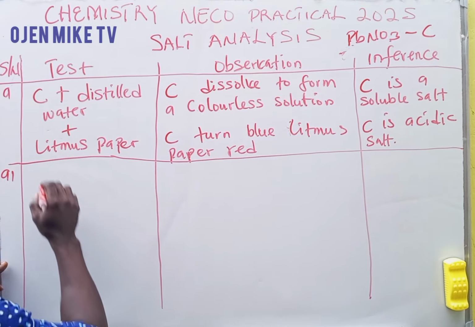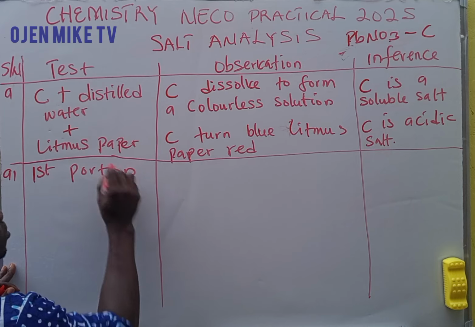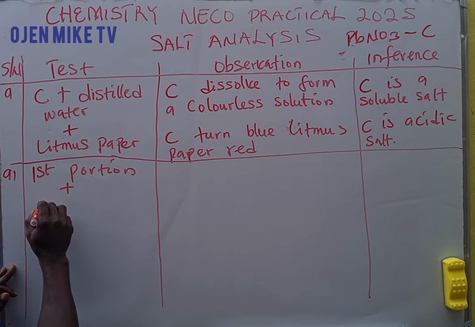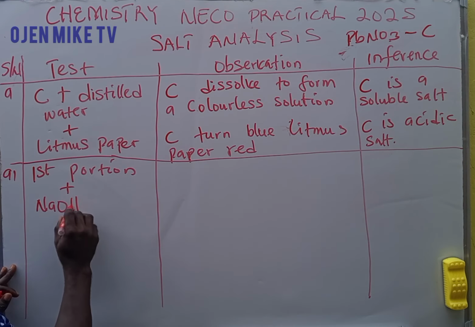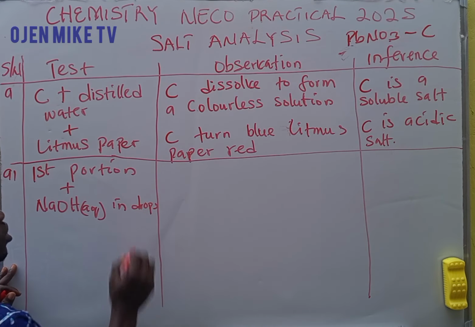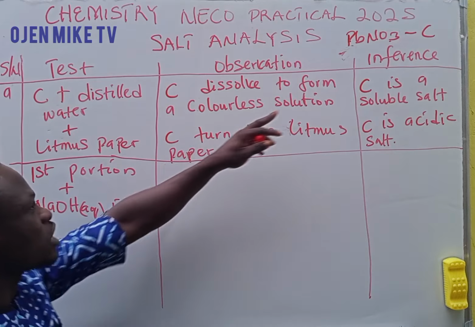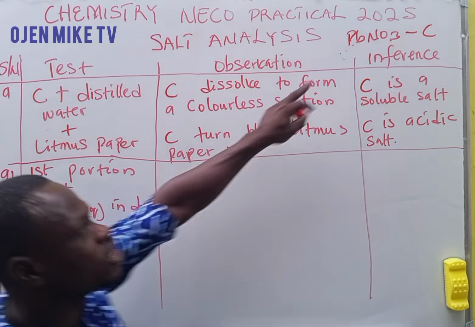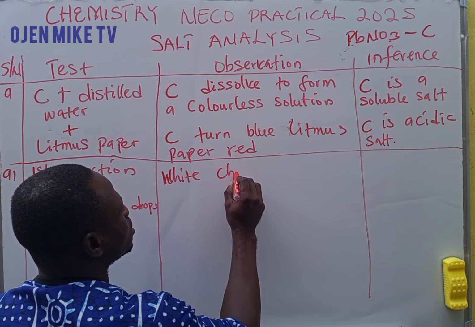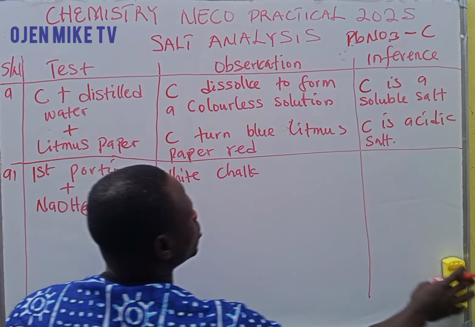Put this one into 3 portions. We say the first portion of C plus NaOH, that is aqueous sodium hydroxide, in drops. When you put this sodium hydroxide in this solution containing lead, what you have to see is a white chalky precipitate. Some will say white precipitate or white chalky, but it's not white gelatinous.